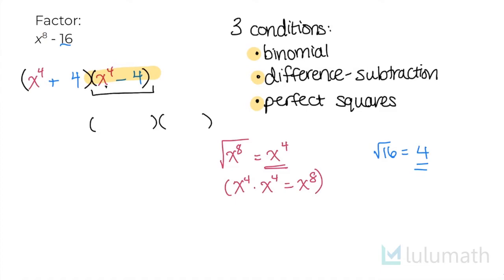So x to the power of 4, the square root of it is x squared. So I'm going to have x squared and x squared. And then for this 4 right here, the square root of 4 is 2. So I'm going to have plus 2 and minus 2. And then I have factored this difference of perfect squares binomial that we have here.